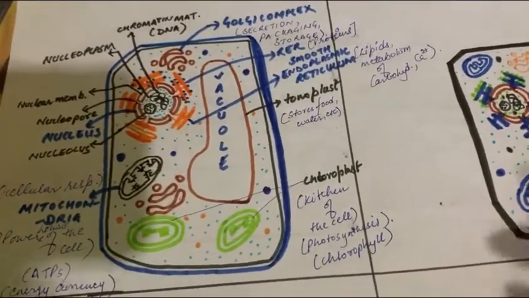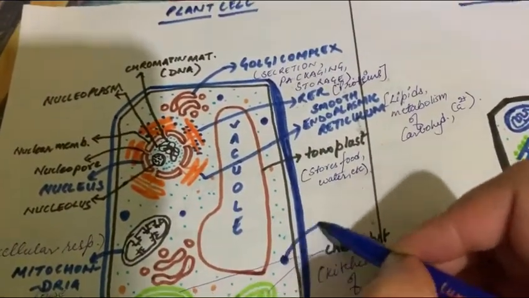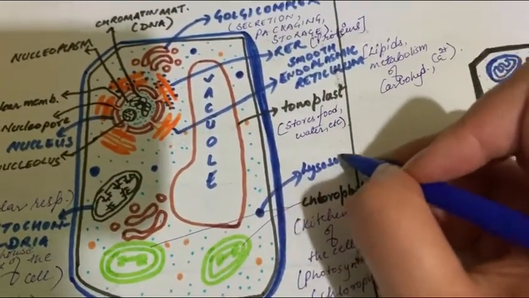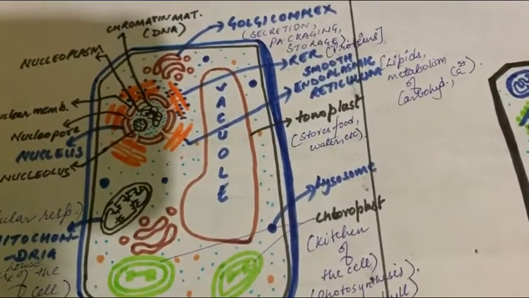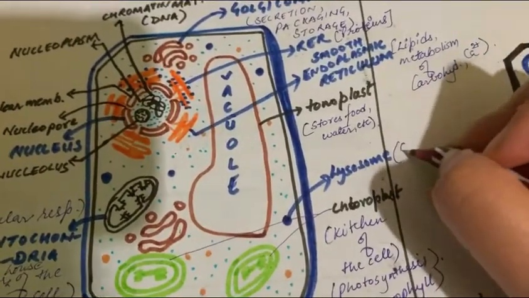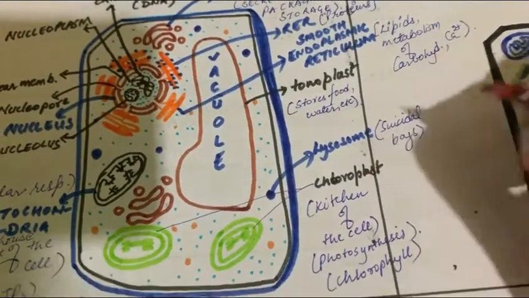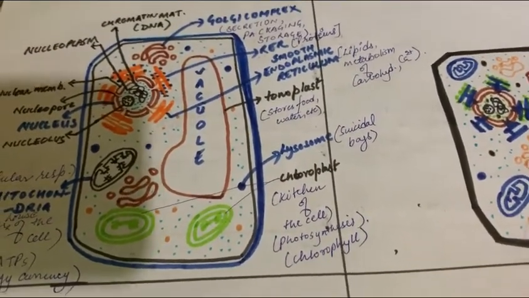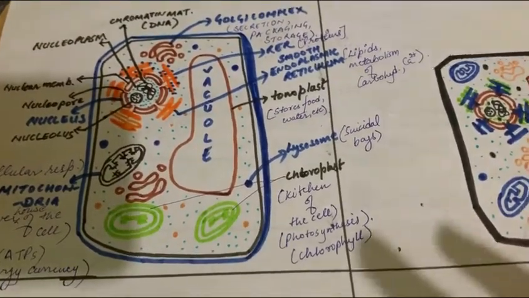Secondly, if we discuss a few more cell organelles, can you see this blue one? This is lysosome, and lysosomes are very commonly known as suicidal bags. Why are they called suicidal bags? They are called suicidal bags because they help in the breaking down of complex substances into smaller ones.